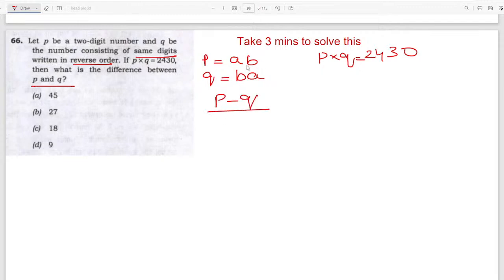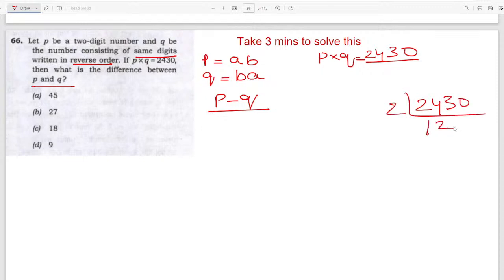So one way is the regular method where we take this as 10A plus B and then 10B plus A, and then multiply that, and that calculation would be very cumbersome. So the other way is to take this and factorize it.